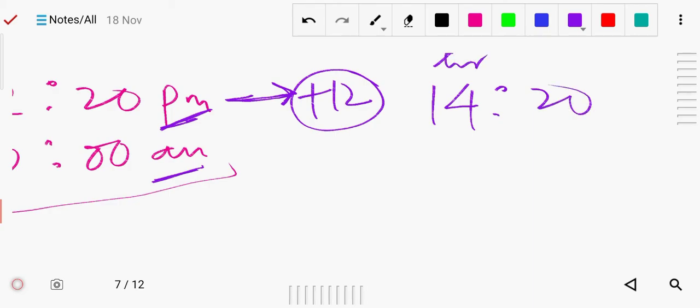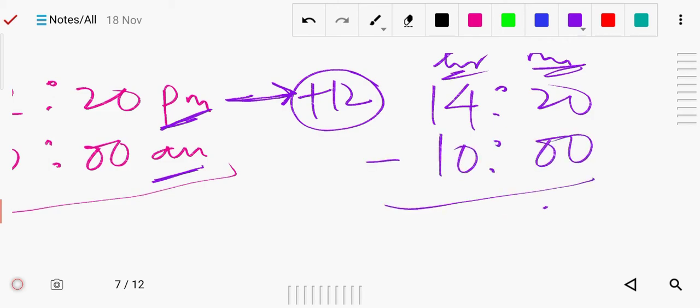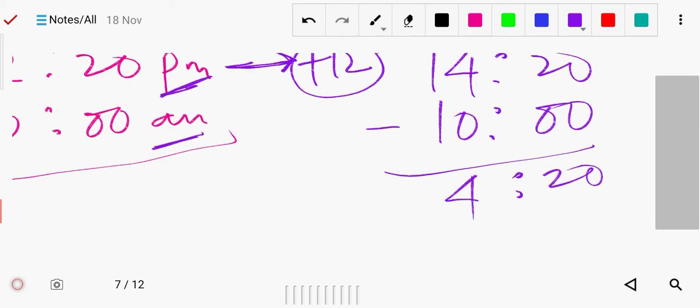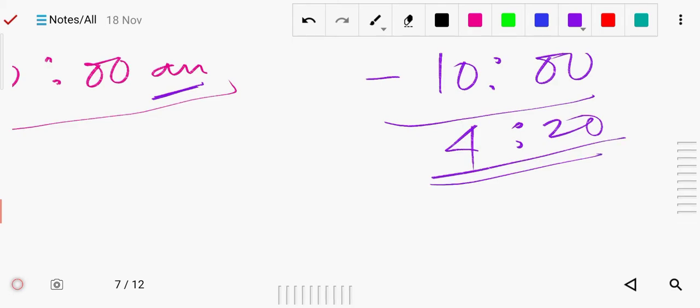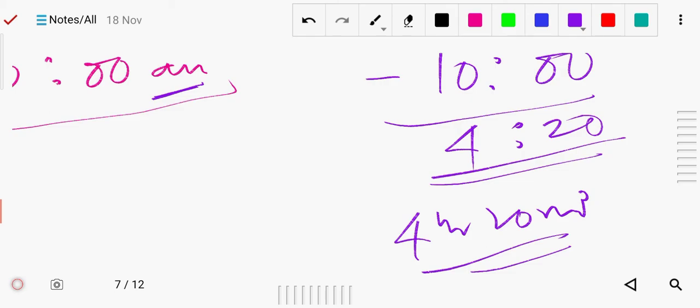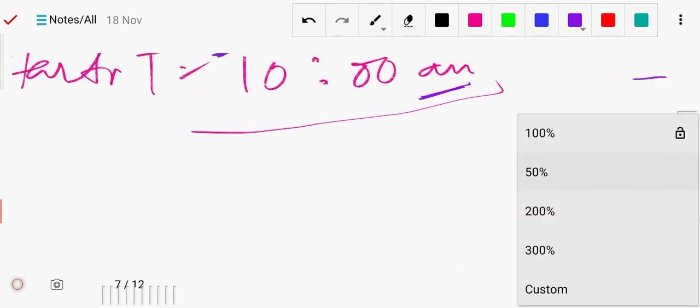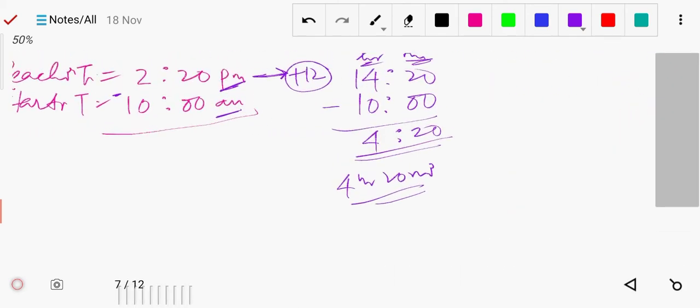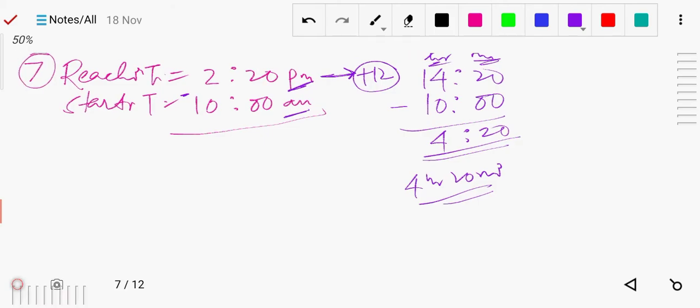This is your hour, this is your minute. Okay, so now here you have to subtract the 10. Now subtract, here will be 20, here will be 4, so your answer is 4 hours 20 minutes. Okay, 4 hours 20 minutes is your answer. Got it?